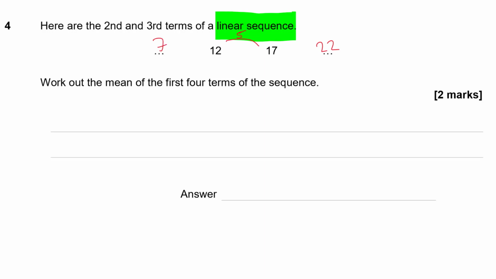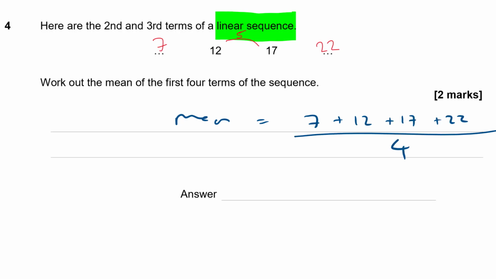Work out the mean of the first 4 numbers of the sequence. Okay, now to find a mean, you just need to take all the values, add them up, and divide by how many you've got. So I can do mean equals 7 plus 12 plus 17 plus 22, all divided by 4. So what's that then? 7 plus 12 is 19, plus 17 is 36, plus 22 is 58. So it's going to be 58 divided by 4 then, isn't it?